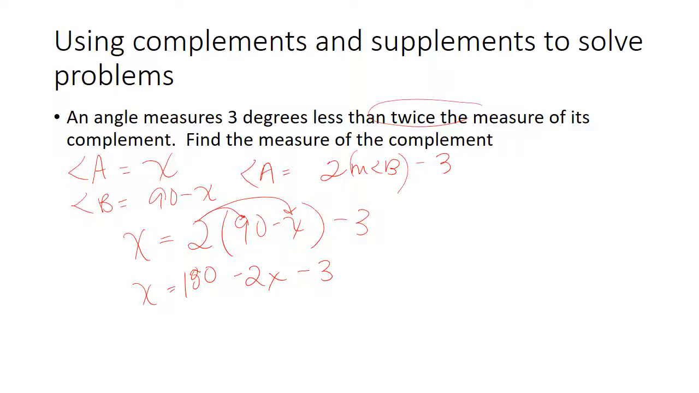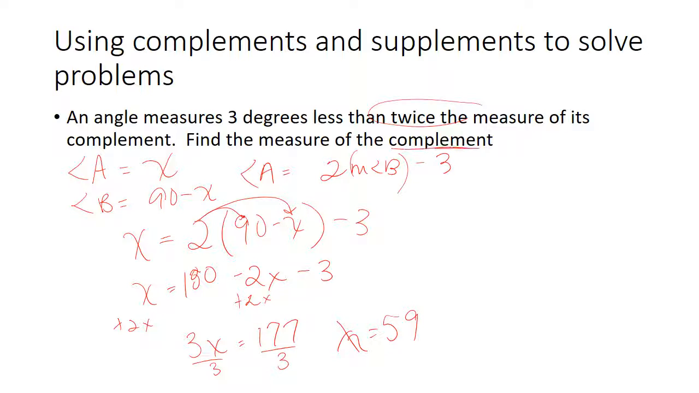I'm going to gather my x's. So I'm going to add 2x to both sides, giving me 3x is equal to, I'm going to do my 180 minus my 3, which would be 177. Now I'm going to divide by 3, giving me x is equal to 59.